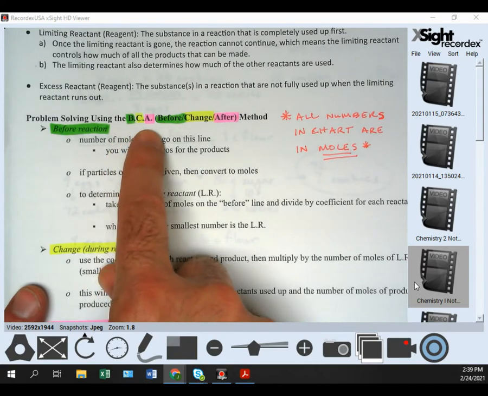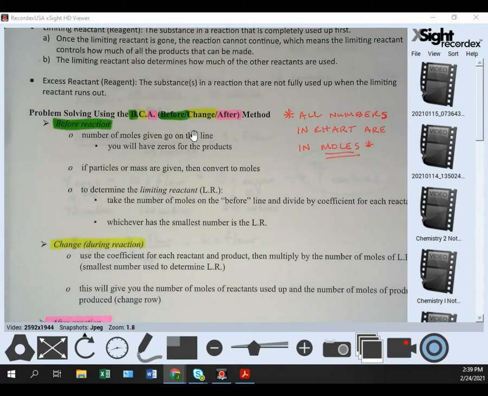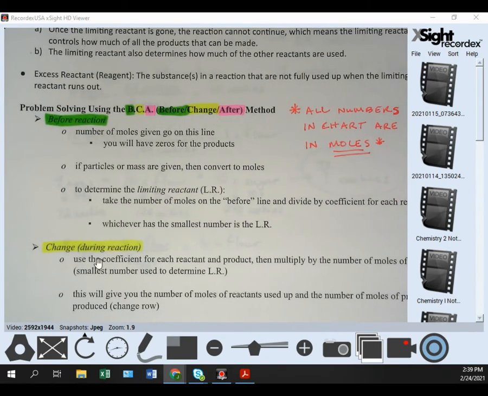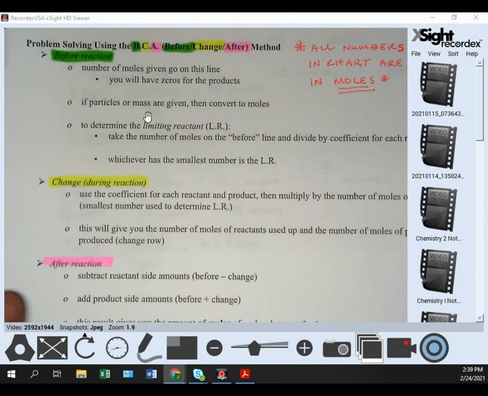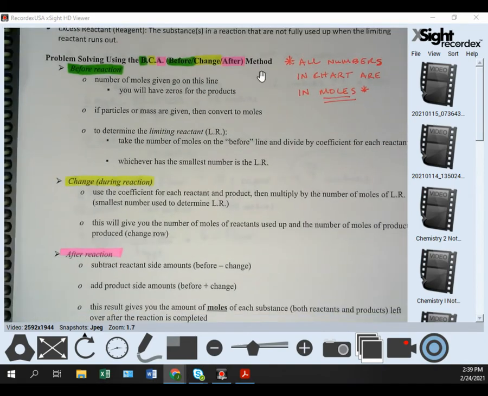So the BCA chart. The B stands for before the reaction, that's the green highlight. The C stands for the change during the reaction. And the A stands for what's left after the reaction. I just highlighted those to kind of link them. You should add this: all numbers in the chart are in moles. That's super important. It says it up here in the before reaction part, but in the chart, all the numbers are always in moles.